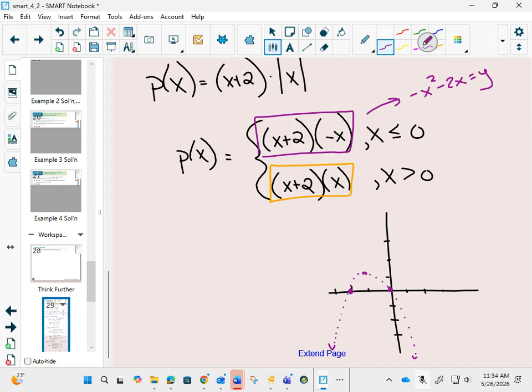So I'm using my skills from grade 11, factored form, and using skills from grade 12 to draw that parabola. My orange parabola. What do I know about my orange parabola? It has the same x-intercepts, minus 2 and 0. But if I multiply this out, do you see that you would get x squared plus 2x? That parabola opens up. It has an a value of 1, so its vertex would be right there. And if I draw it with a dotted line, it would look like this.